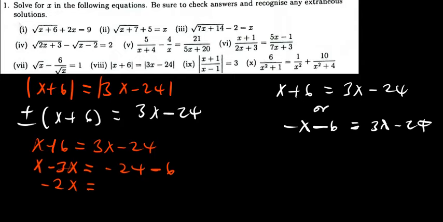So it's going to give me negative 30. If I divide both sides by negative 2, x will be equal to 15.